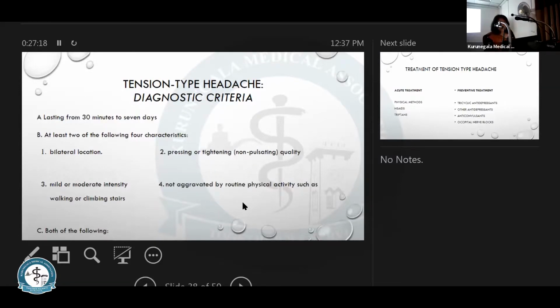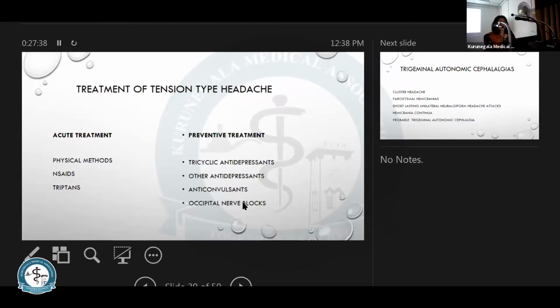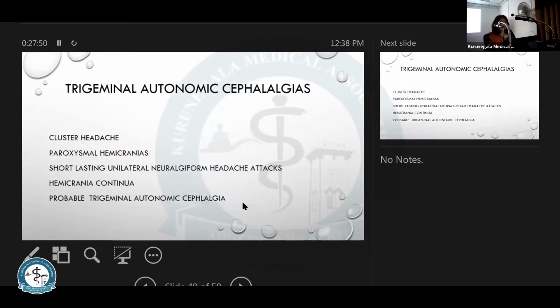All these patients, we need to get the frequency, and we need to give them a headache chart to mark how many attacks that they are getting per month, so that we can categorize the type of the headache and the frequency of the headache. So treatment-wise, it's physical methods, NSAIDs or triptans, again, can be used for the tension type headache. And the preventative therapy, again, the same as for migraine.